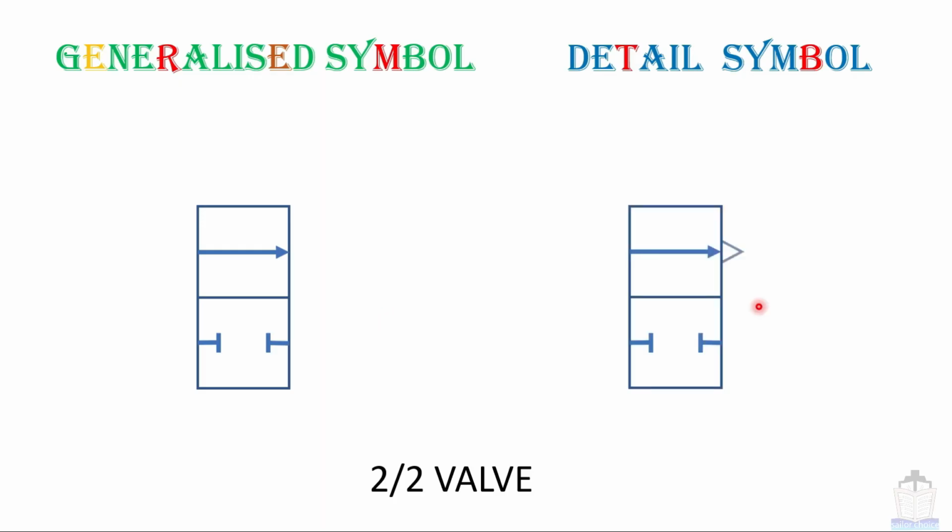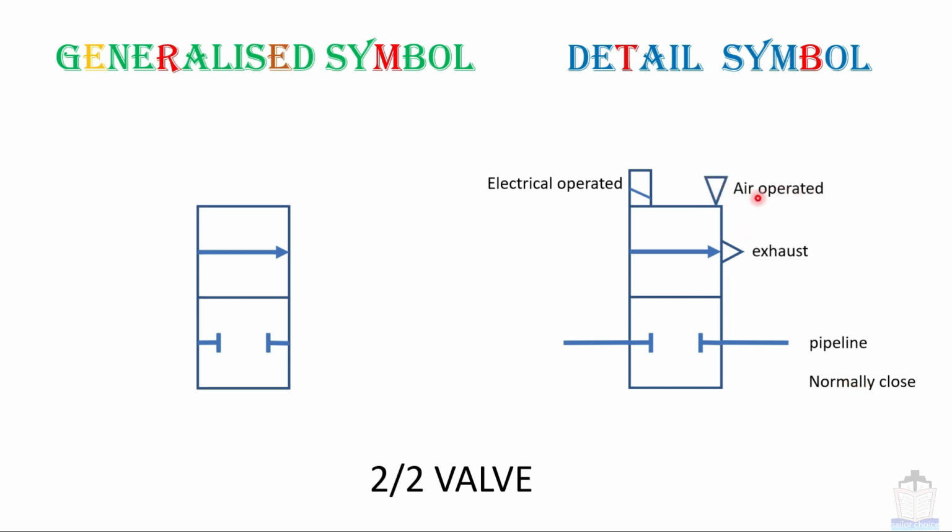For example, this is the exhaust port. This pneumatic valve is electrically operated. The pipeline is connected with this position of the valve, which means it is normally closed type. Next, this is pilot operated type. This is also a spring return type. It also has a manual override. So we can get a lot of information in the detailed symbol. But sometimes you will find a generalized symbol used in a pneumatic diagram. That's why I have covered this chapter.